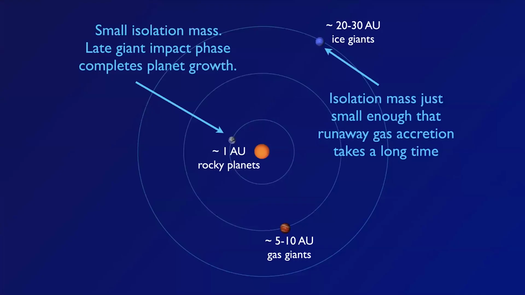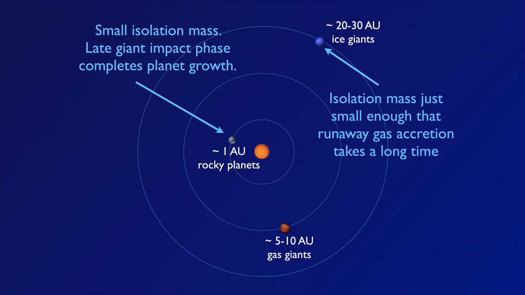And so then you can go back to our schematic here and see that small isolation masses in the inner solar system lead to isolation masses that are smaller than the Earth. So you need a late stage giant impact phase to complete your growth. Whereas out here, the isolation mass is just small enough that runaway gas accretion takes a long time.